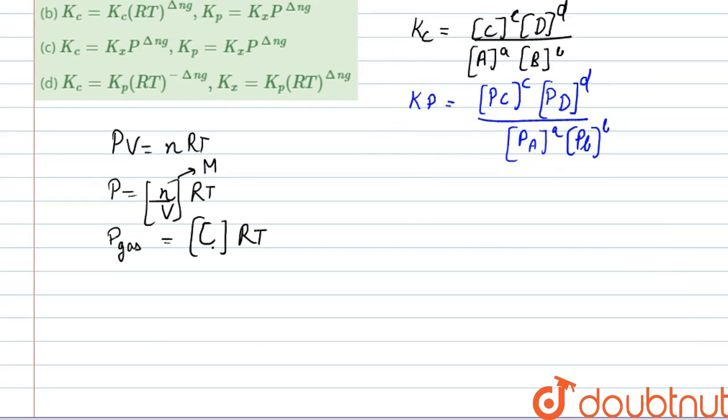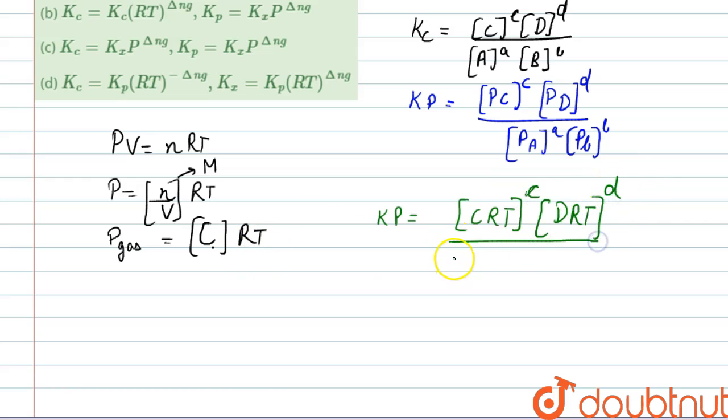Now we will write this in the Kp formula. We will put down the values. Kp will be equal to concentration of C, CRT to the power c, concentration of D, RT to the power d, where R is the universal gas constant and T is the temperature, and similarly in the denominator, ART to the power a and BRT to the power b.